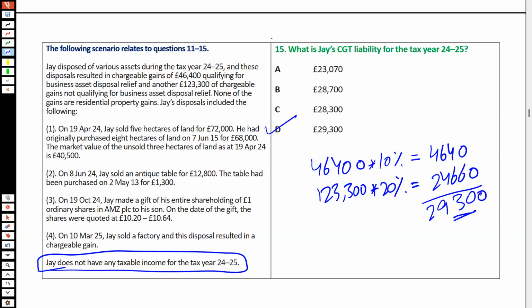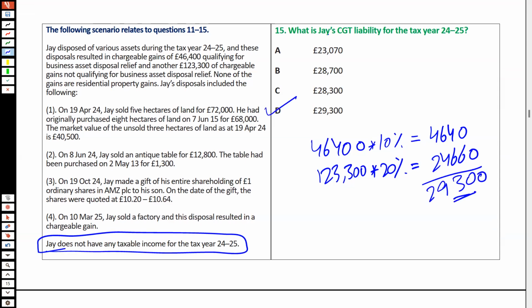Sorry, someone is saying something. Sorry, Aisha, maybe you missed. So 46,400 and another 123. Now, fine.